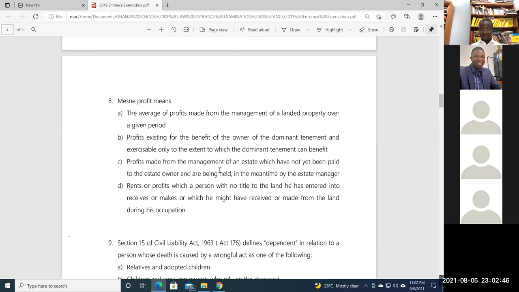Mesne profits. Although when we were law students some years ago in Legon, how to pronounce this was difficult for us. So we used to call it the Mancini profits. But later on, we got to know that it was mesne profits, and the S is silent, as it were.